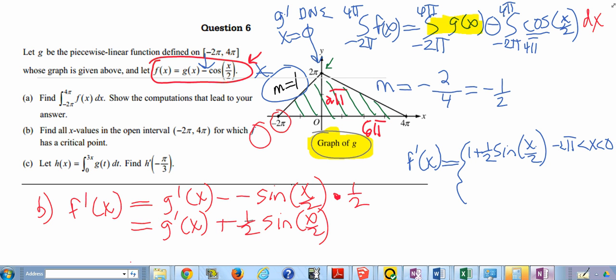When I turn the corner, the slope is, what I say, negative 1/2. So negative 1/2 plus 1/2 sine of x over 2. And that exists from 0 to 4 pi. And same thing, we can't say equal to because of the sharp corner, and also because when I get to the end, I don't know what's happening immediately to the right of that. So we're going to cut it off at 4 pi.